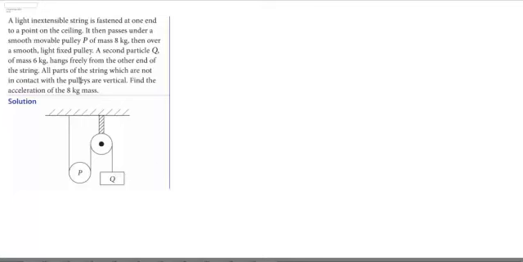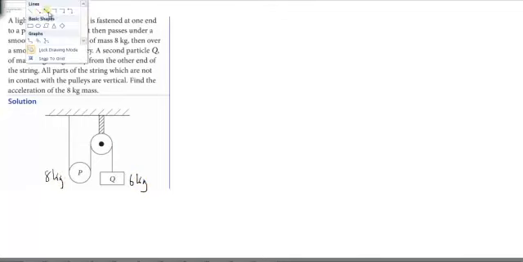Okay, so for this we've got a movable pulley question. Now we're told the weights here. We're told that a 6 kilogram weight hangs off a fixed pulley, and then we've got a movable pulley of 8 kilograms. Now we'll see here we've got different tensions.